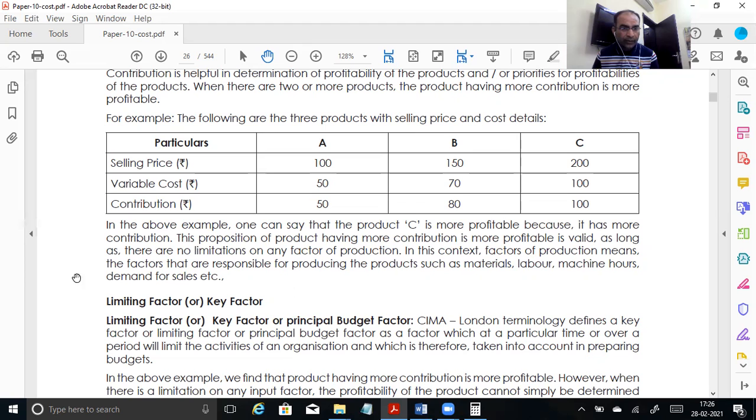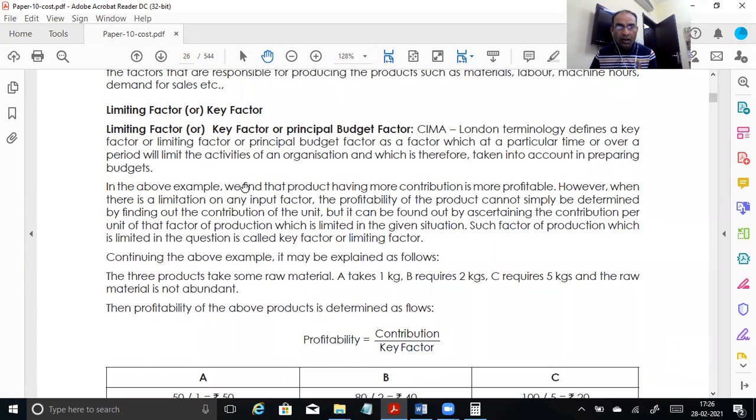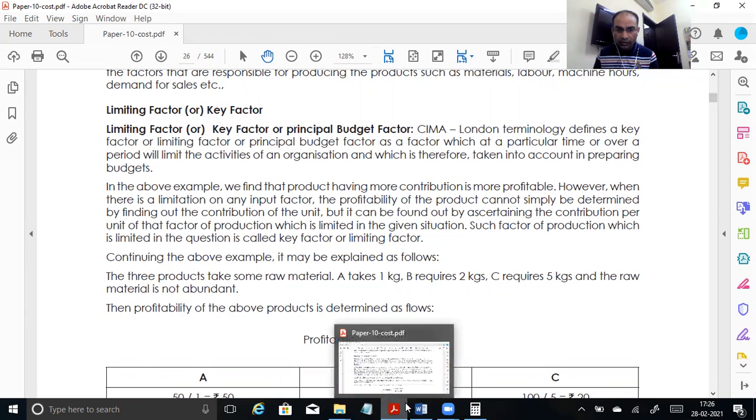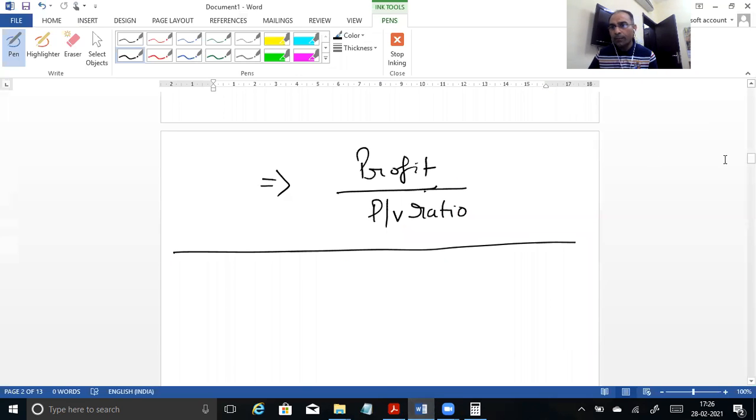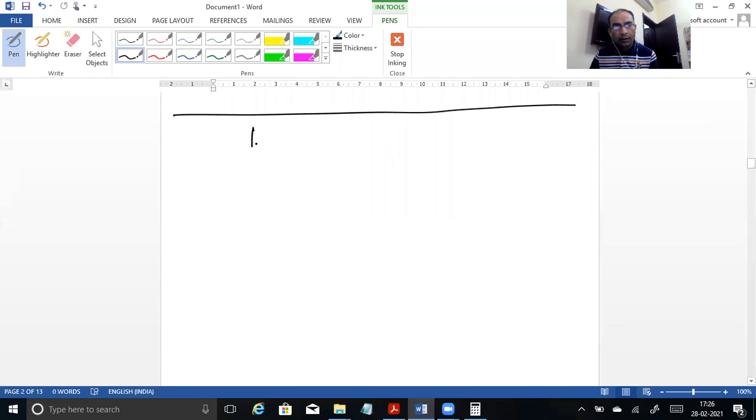Now next they came limiting factor or key factor. This we will also discuss. Limiting factor or key factor, here for example, I'll take you to that page and there I will try to explain here. It is called the key factor. Key factor or limiting factor.